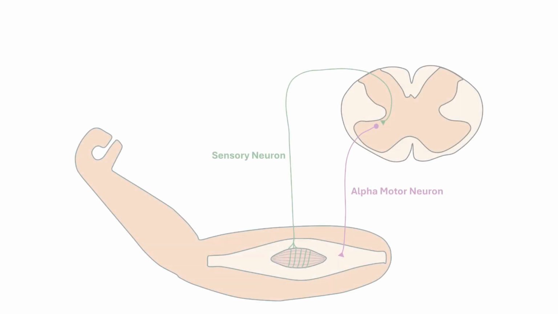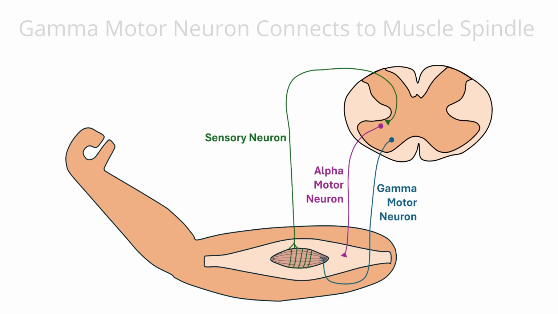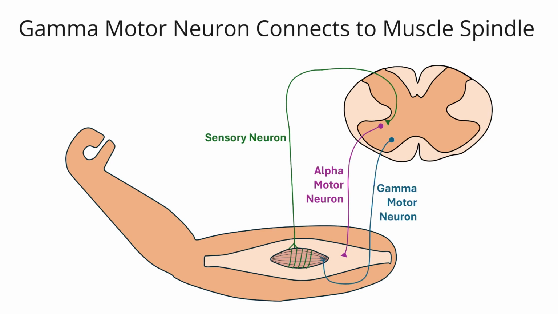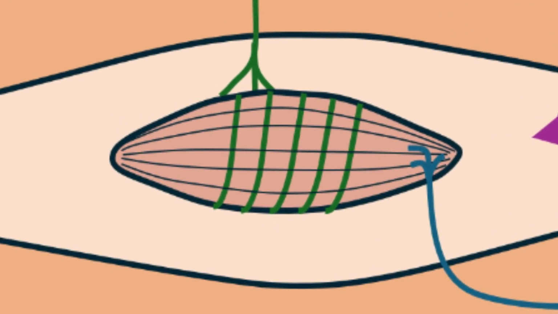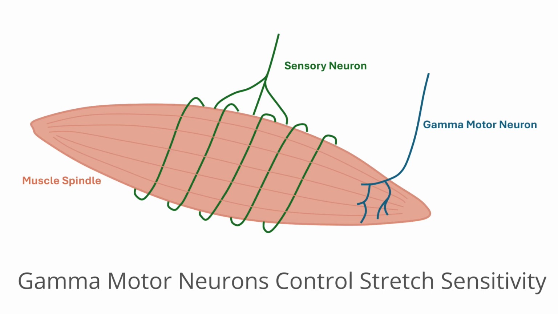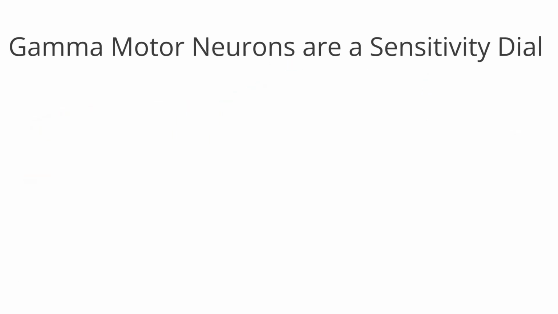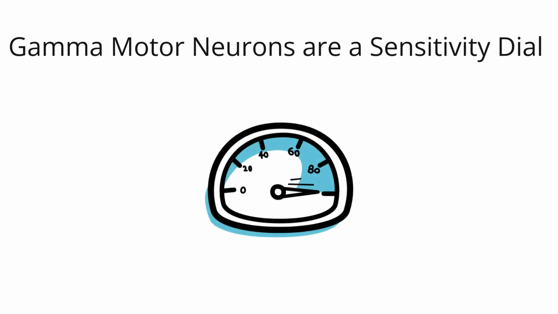So now let's look at how muscle tone works. If we bring back the reflex arc from the stretch reflex, we can add one more neuron into the mix. The gamma motor neuron. The gamma motor neuron connects to the muscle spindle. This might sound like it's about to get complicated, but let's go through this slowly. The gamma motor neuron controls the sensitivity of the stretch sensors that are located on the muscle spindles. You can think of gamma motor neurons as a sensitivity dial for the stretch sensors. They control how alert the stretch sensors are to muscle stretch.